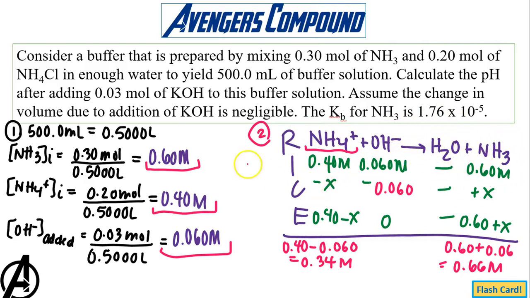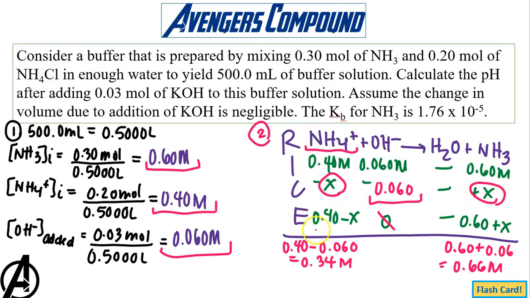So I'm going to just go ahead and fill out all of our initial amounts. We have 0.40, we have 0.060, and then we have 0.6. We fill out our rice table, and we know that at equilibrium, the OH minus is going to be used up completely to 0. That means that the X value has to also equal 0.06. And so therefore, I can substitute X here and here.